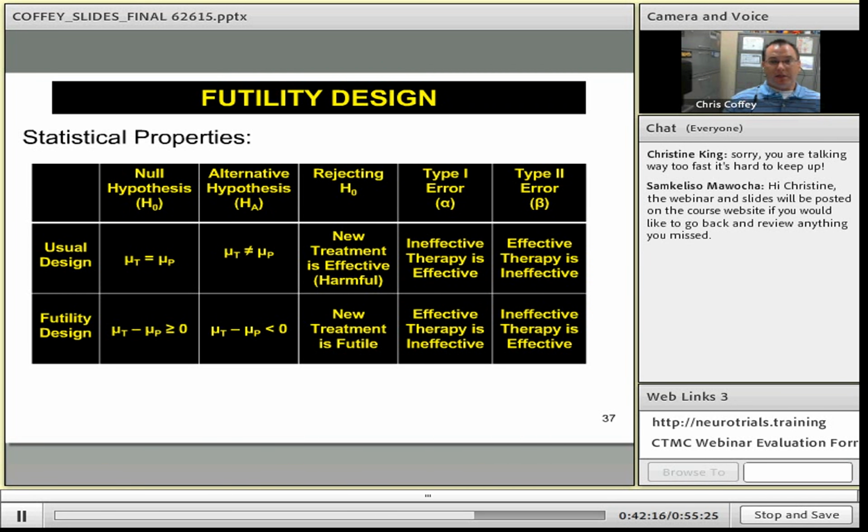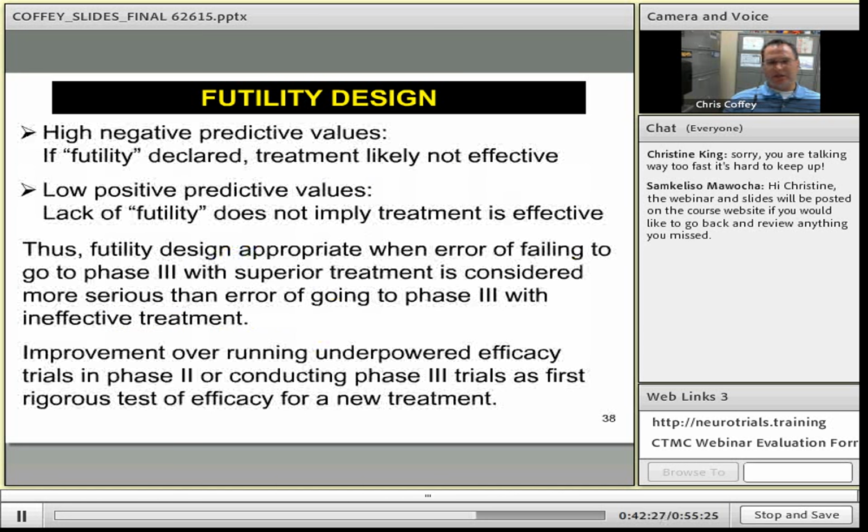A type 2 error here would be determining that an ineffective therapy is not futile. So if we have a therapy that is futile, that can be ruled out in phase 3. The implications of that depend on the cost and complexity of the phase 3 trial.